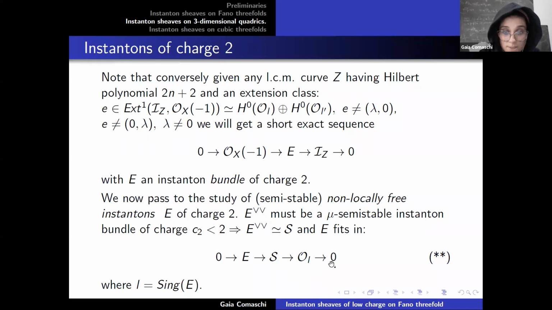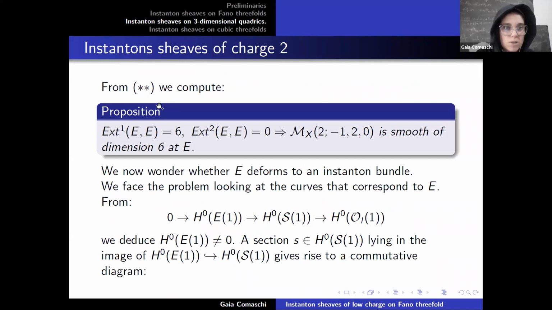So from this short exact sequence, using the fact that the moduli space of spinor bundles is of course smooth, since it is just a point, we can compute the following. We can compute that x1(E,E) is again equal to 6, x2(E,E) is equal to 0, so that once again we can state that the Gieseker-Maruyama moduli space is smooth and has dimension 6 at E.